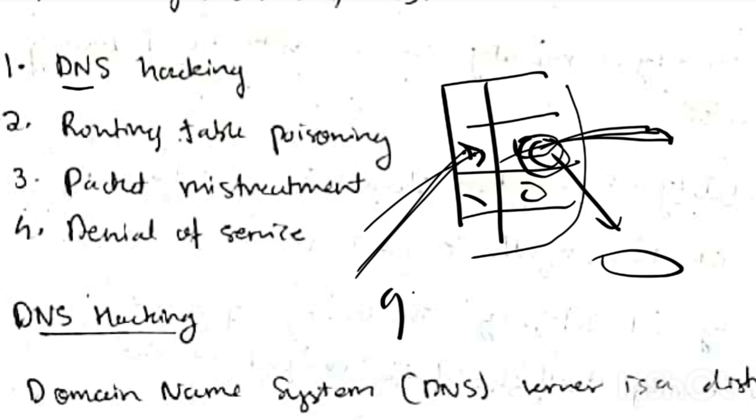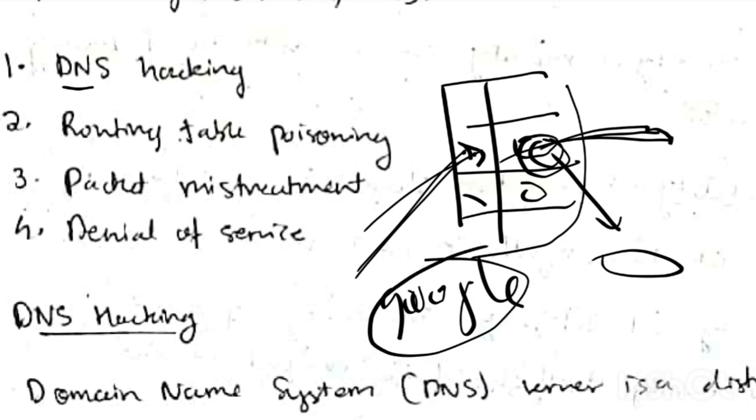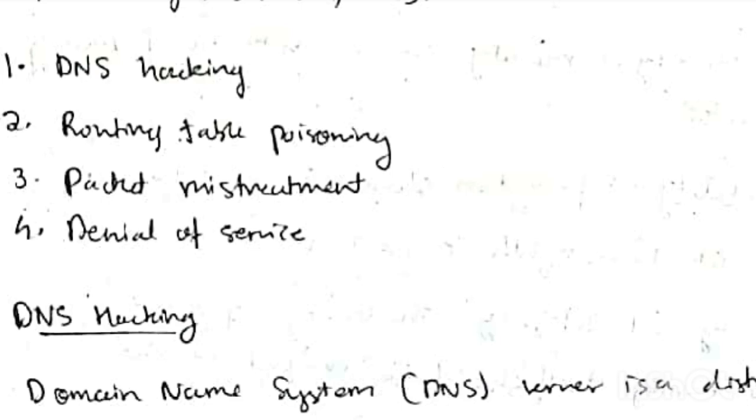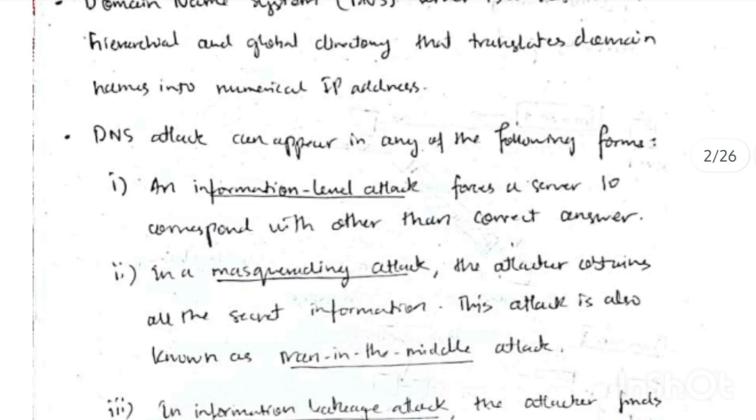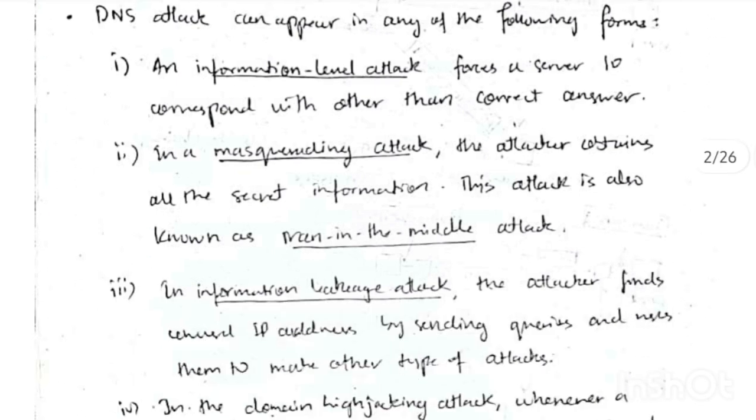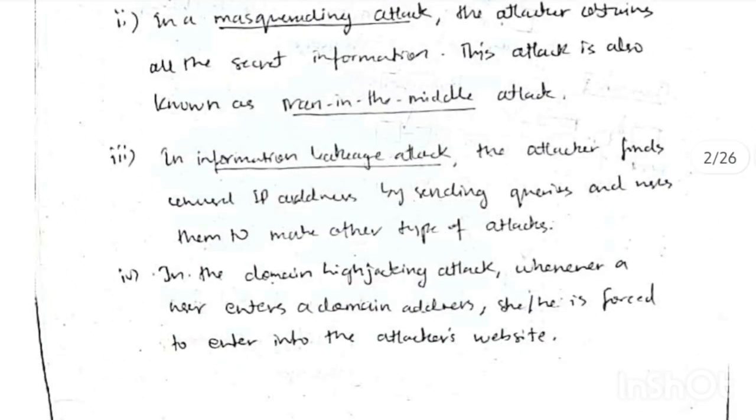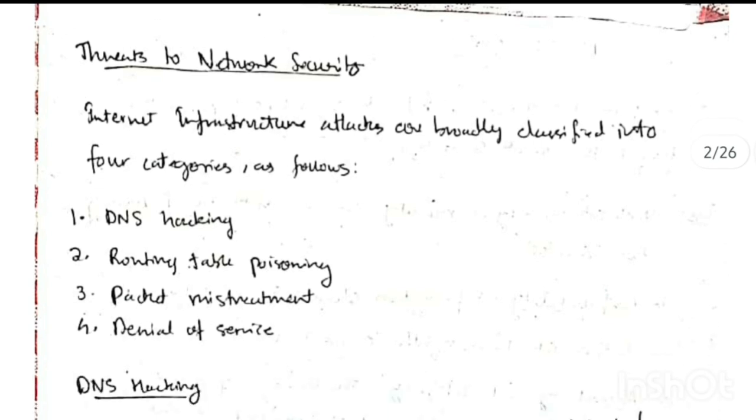Also he will change the place the person is supposed to go. For example, google.com is there. The hacker can change the domain name to something like Gooogle, so the person will reach other websites. Okay, so those are the main points in DNS hacking. It is known as an information level attack, where the information is leaked or changed, and masquerading attack means taking the information and changing it, as in the man in the middle attack and information leakage. Also, domain hijacking means the website name is changed, so the person is forced to enter an attacker's website. Okay, so these were the 4 points in domain name system hacking.